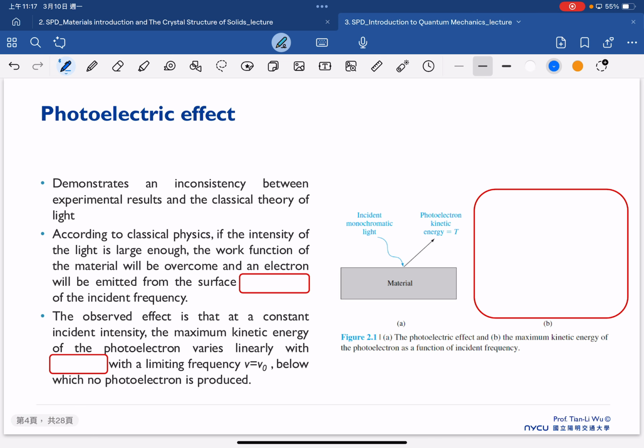Also, in modern physics, we learn about the photoelectric effect. The photoelectric effect demonstrates the inconsistency between the experimental result and the classical theory of light. According to classical physics, if the intensity of a light is large enough, the work function of the material will be overcome and the electron will be emitted from the surface, independent of the incident frequency.